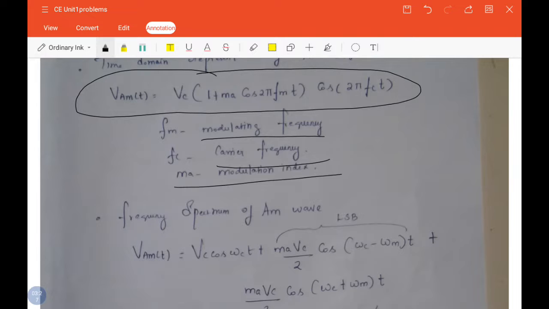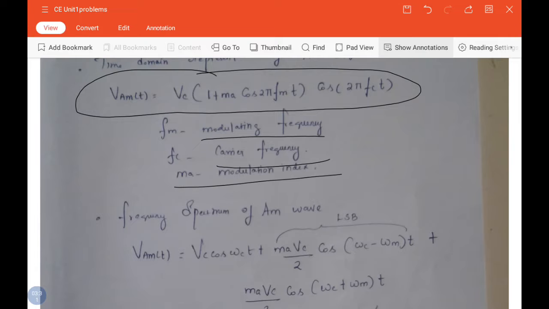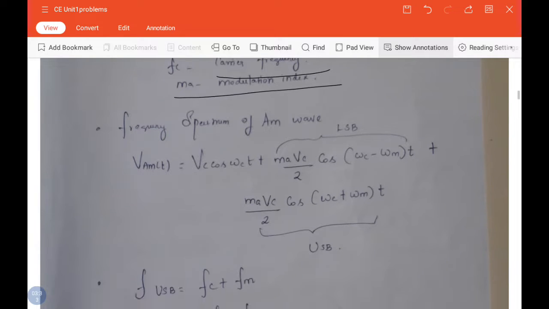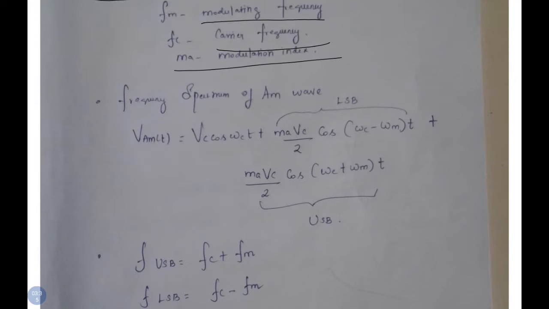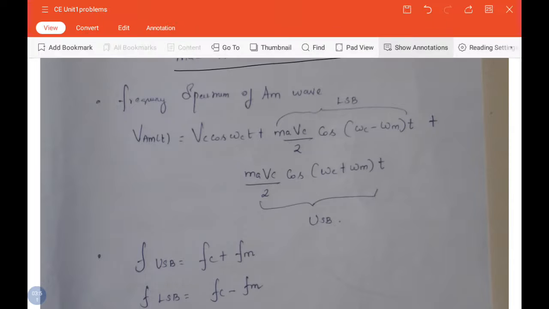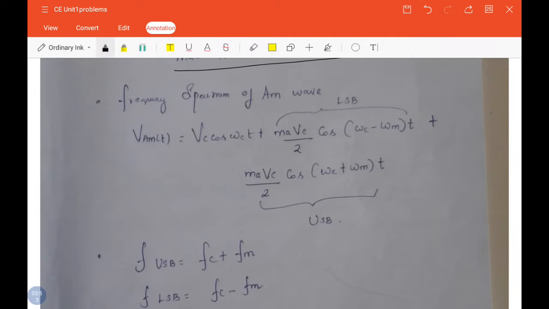Another important formula you should know is the equation for the frequency spectrum of the AM wave. V_AM of t is equal to Vc cos omega c t plus Ma Vc by 2 cos (omega c minus omega m) t plus Ma Vc by 2 cos (omega c plus omega m) t. This equation we all know. This is the equation for the frequency spectrum of an AM signal.